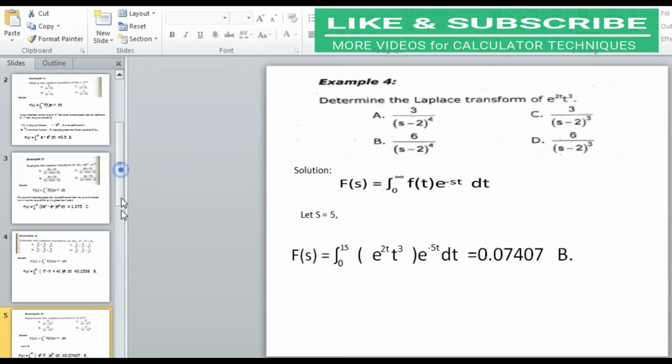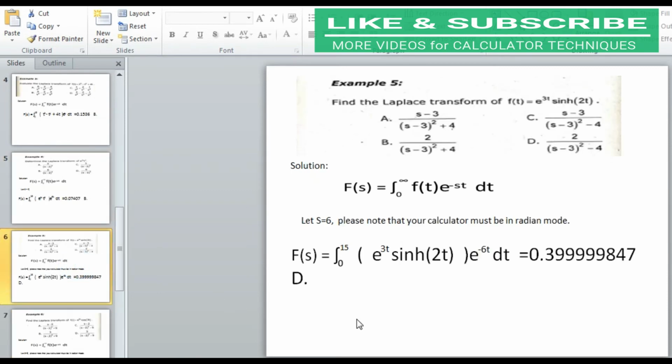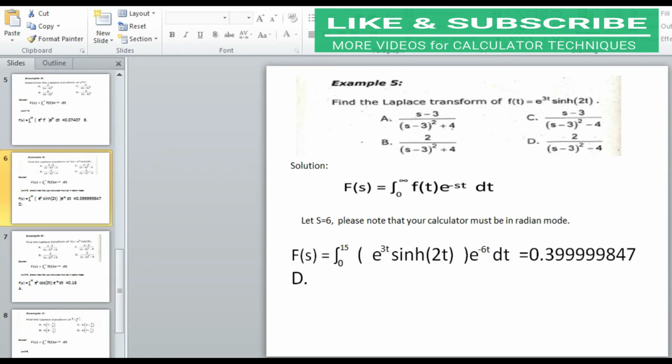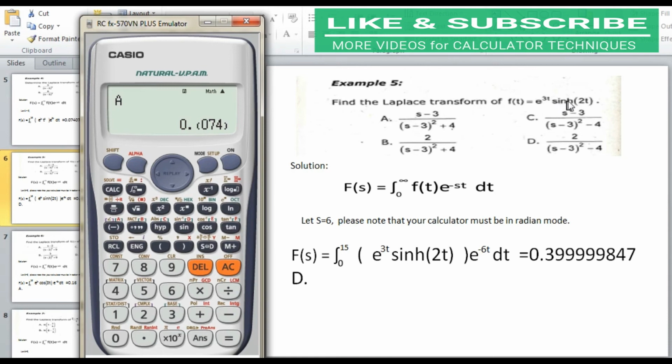So find the Laplace transform of f of t is equal to e to the 3t sinh of 2t. Four choices. So this, guys, is different. We have a different approach on how to input these values to our scientific calculator. Same formula. So our f of t is given, then we will set our s equal to 6. Please note that your calculator must be in radian mode. So we are already in radian mode, so we will calculate. The important thing here, guys, is how to input this value to your calculator.